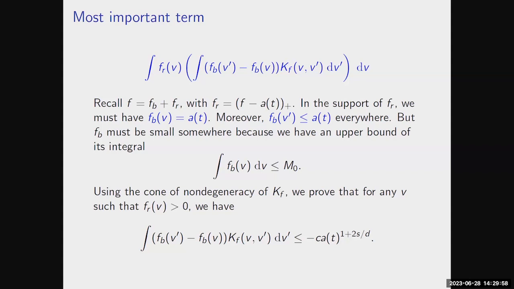Like I said, at any point where f_r is positive, maybe I should make a picture. Is there chalk anywhere? So remember what we have. If this is f, and this is a(t), f_r is this part in excess over here. And f_b is whatever is underneath.